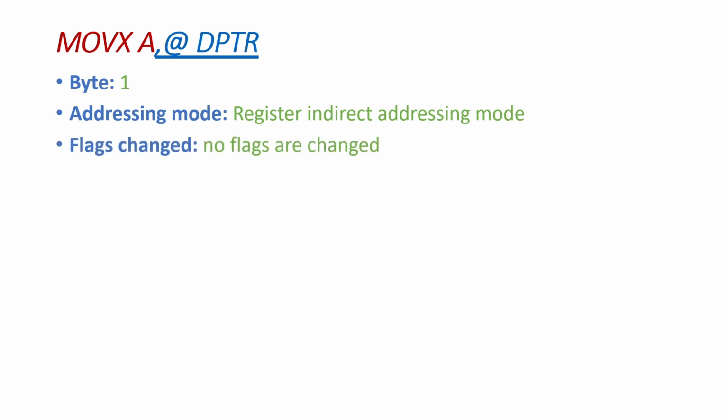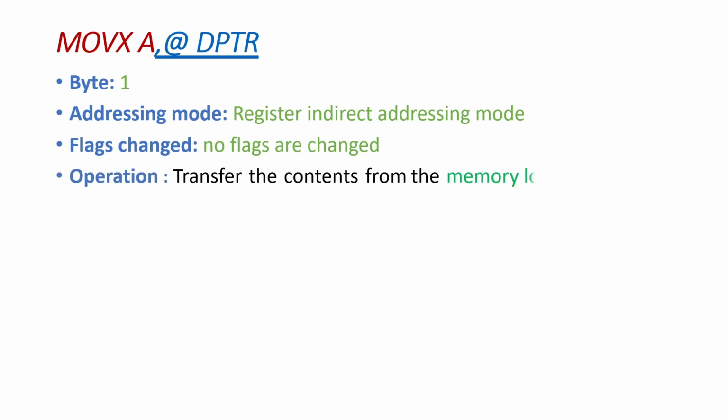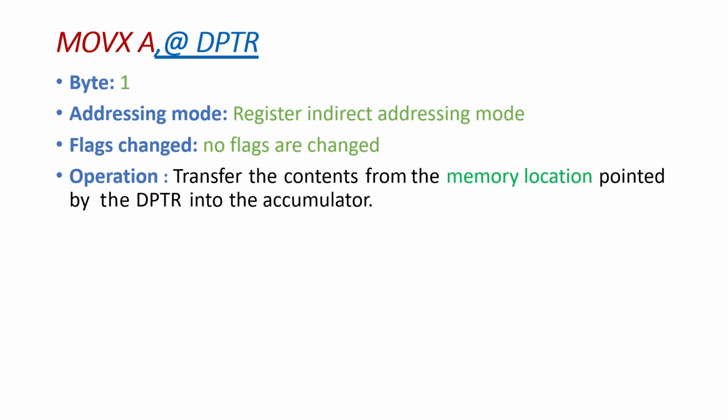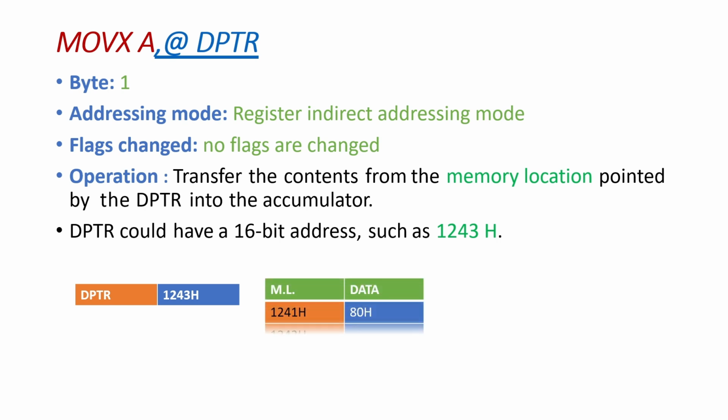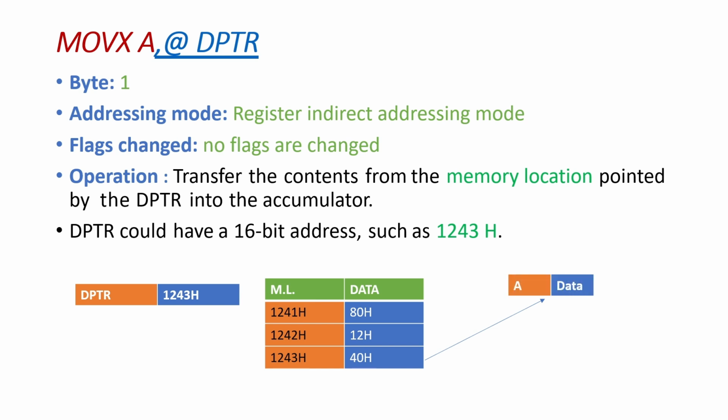Flags change, no flags are affected due to this instruction. Now the operation. Transfer the contents from the memory location pointed by the DPTR into the accumulator. DPTR could have a 16-bit address such as 1243H. See, if the content of DPTR is 1243H, then the microcontroller goes to this memory location, that is 1243H, and finds the contents and transfers these contents into the accumulator. After the execution of this instruction, the content of accumulator becomes 40H.